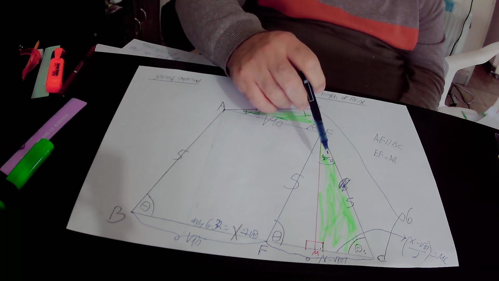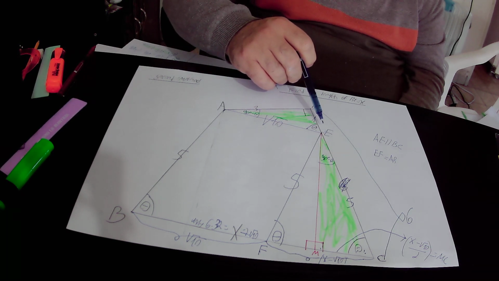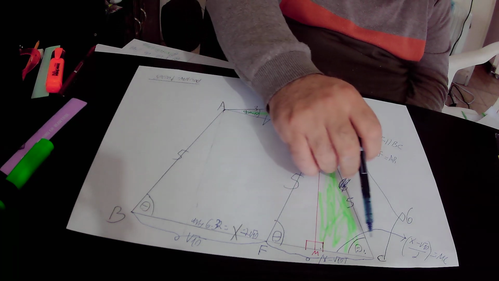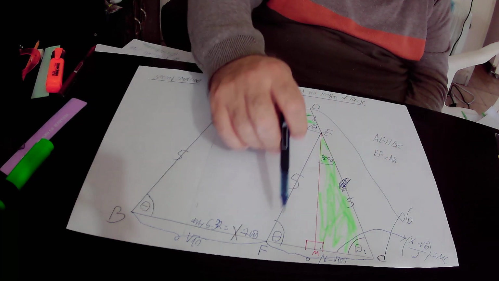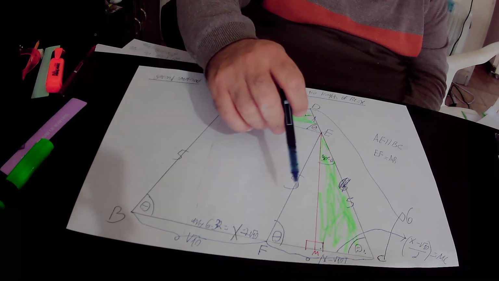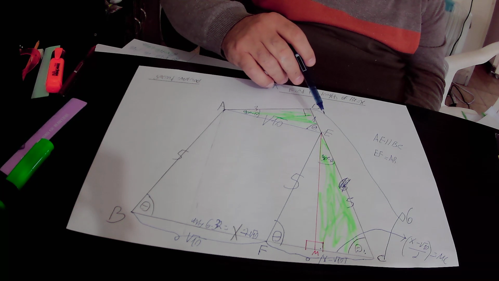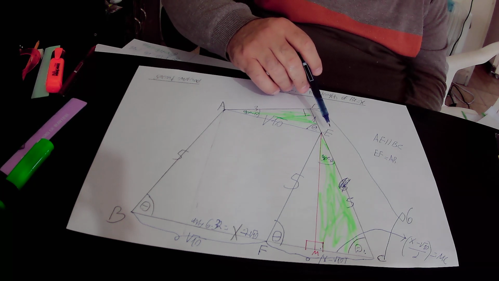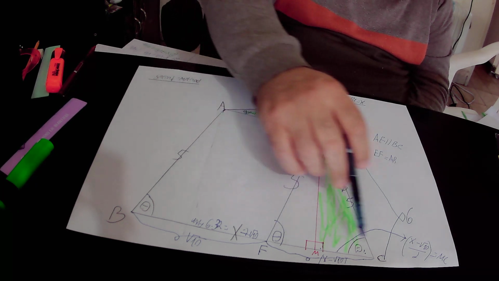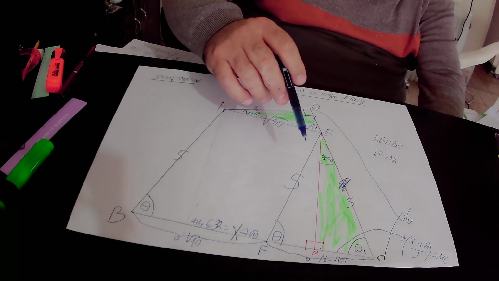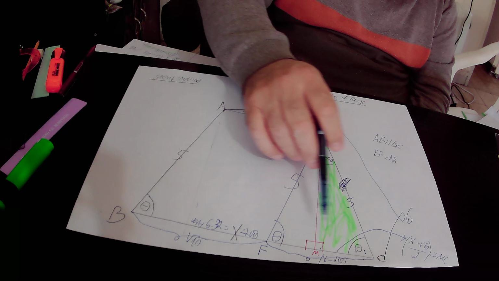So in the isosceles triangle EFC, the base is of course FC. FC is the base of the isosceles triangle EFC. Okay? And according to rule number 5, the height EM to the base FC bisects the base FC.